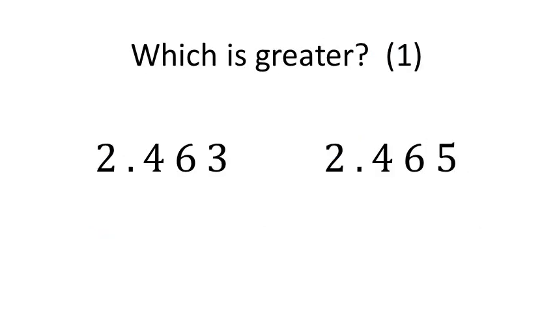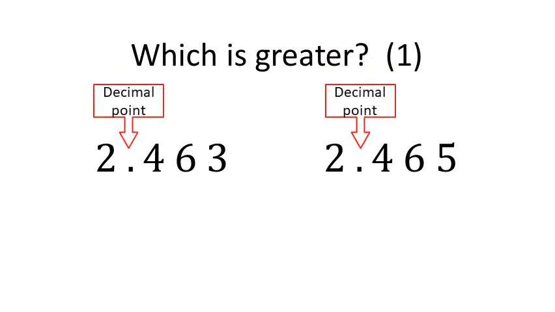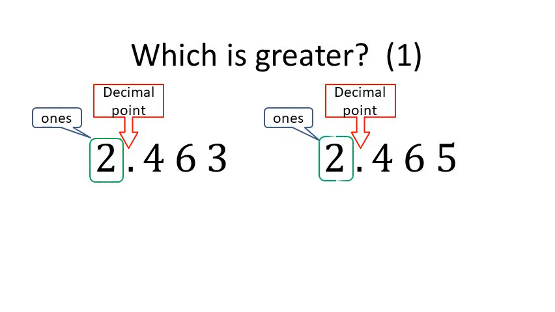Let's compare two decimals, 2.463 and 2.465. First of all, check the decimal points for each decimal. Then, compare the whole number parts, which are the numbers on the left side of the decimal point. Both decimals have the same digit 2 in the ones position. They are the same so far.